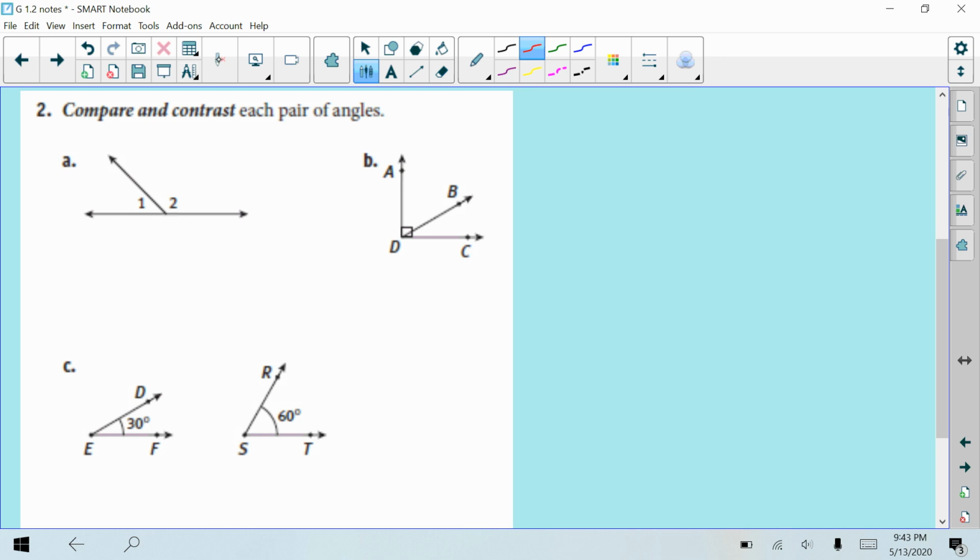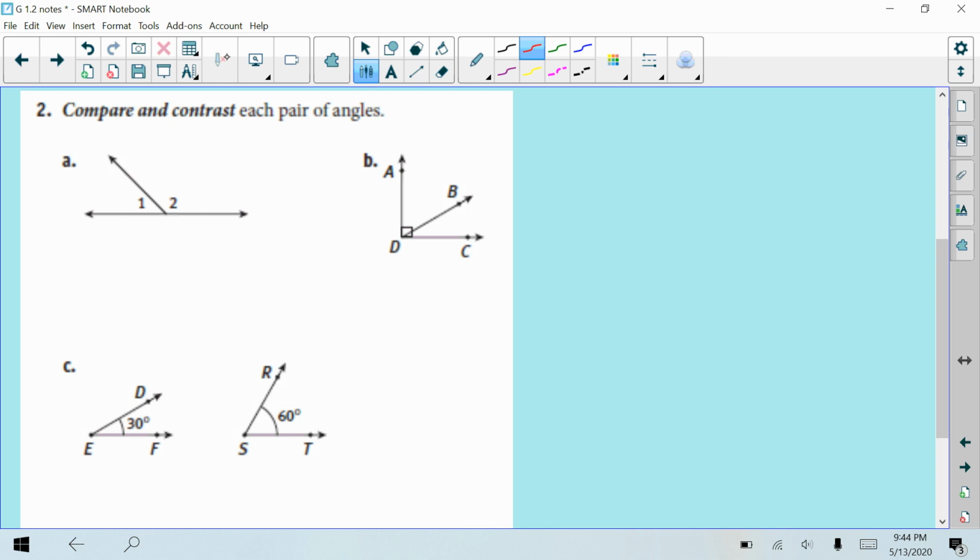Okay, let me go over what I would say. To compare, I would say they both share a vertex. That's one way they are alike. To contrast, angle 1 appears to be acute. Angle 2 appears to be obtuse. One thing that makes them alike, one thing that makes them different.